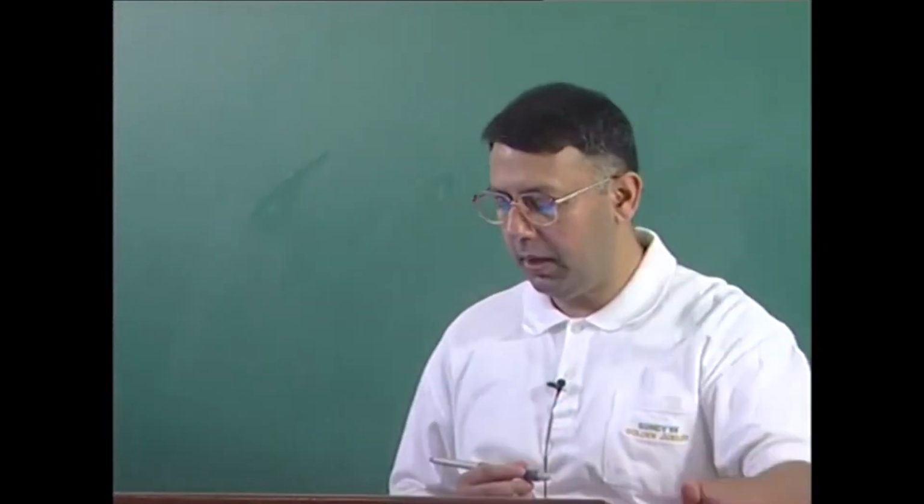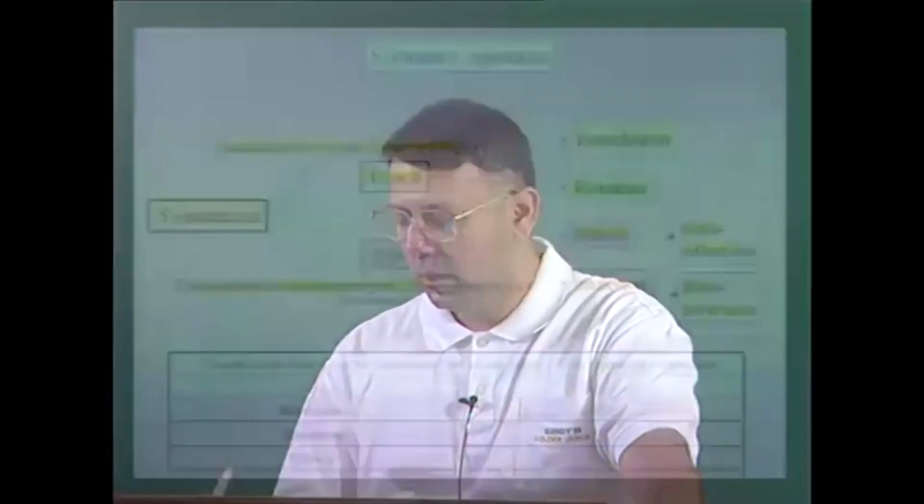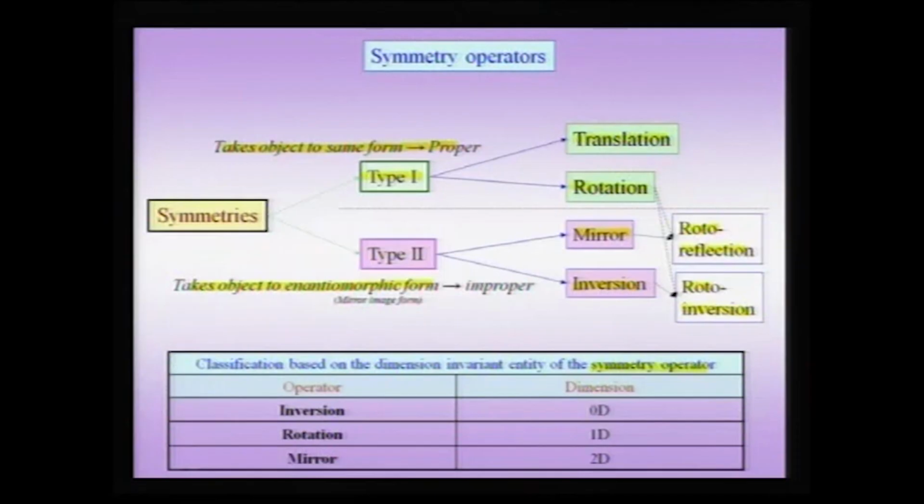I can classify my symmetry operators based on the dimension of the operator. For instance, inversion is a 0-dimensional operator, rotation is a 1-dimensional operator, and mirror is a 2-dimensional operator. And of course, this dimension is assuming that the whole space in which we are working is the 3-dimensional space and not a lower dimensional space. These aspects shall become clear once we actually take up these operations and see how these operations have an effect on space and have an effect on points in space.